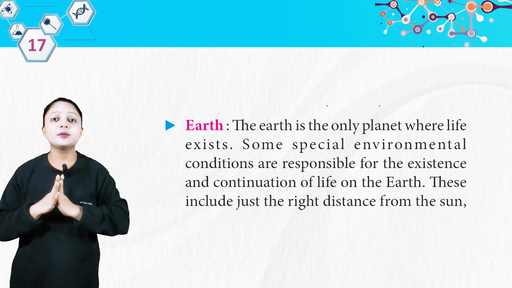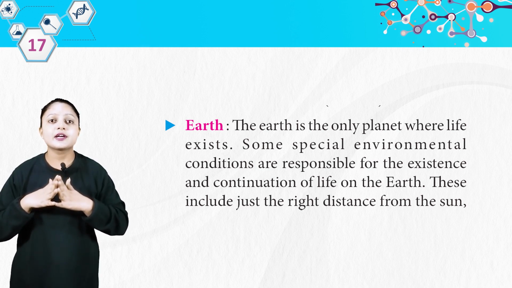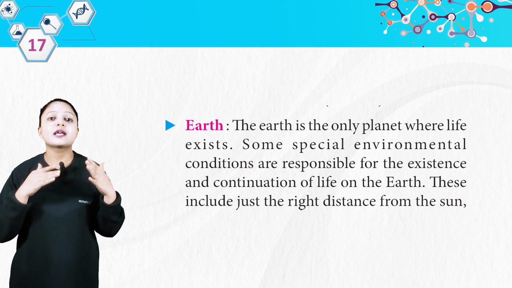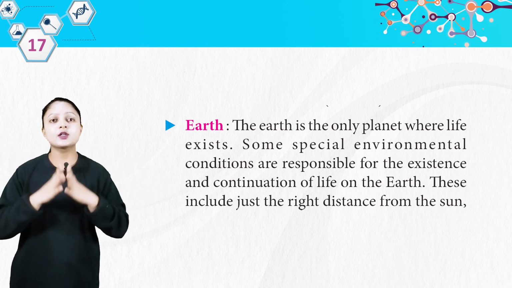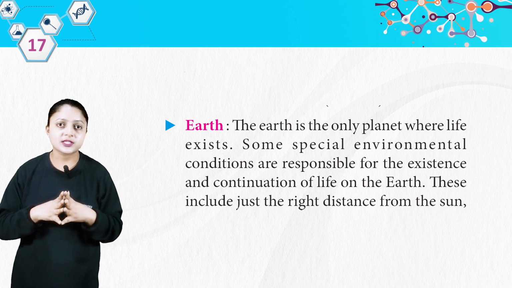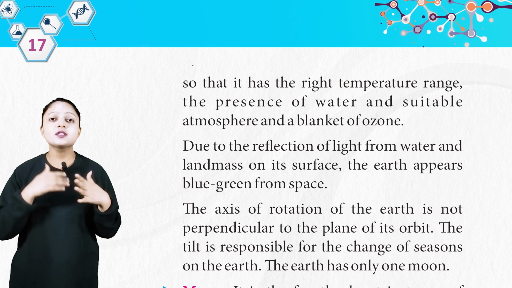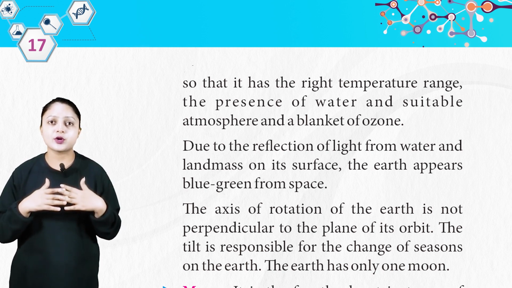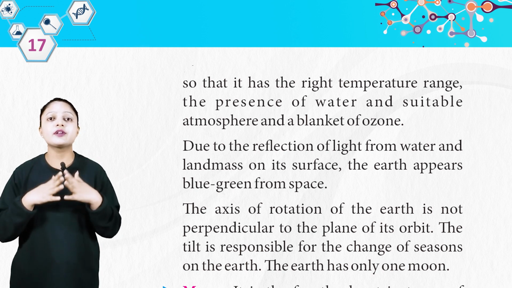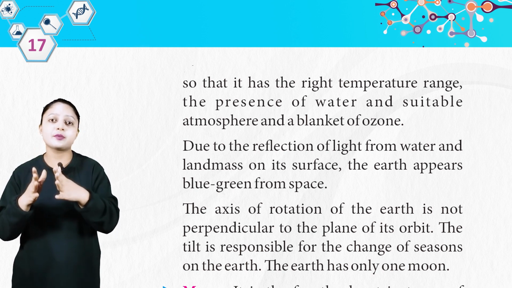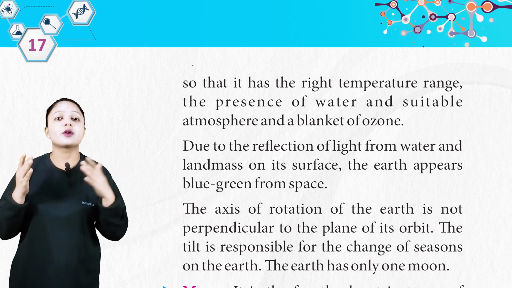The Earth is the only planet where life exists. Some special environmental conditions are responsible for the existence and continuation of life on the Earth. These include just the right distance from the Sun so that it has the right temperature range, the presence of water and a suitable atmosphere, and a blanket of ozone. Due to the reflection of light from water and landmass on its surface, the Earth appears blue-green from space.